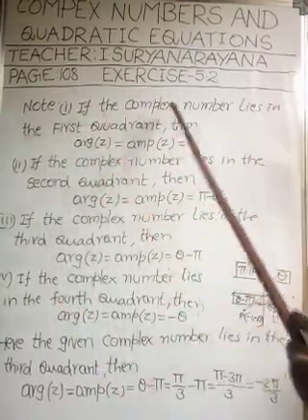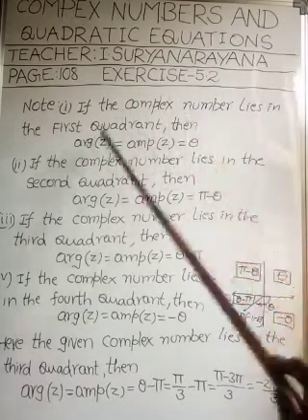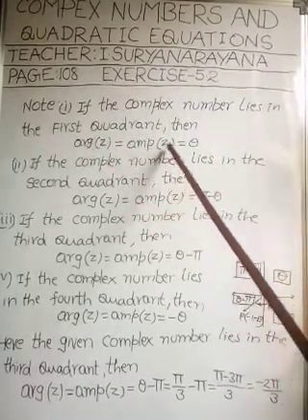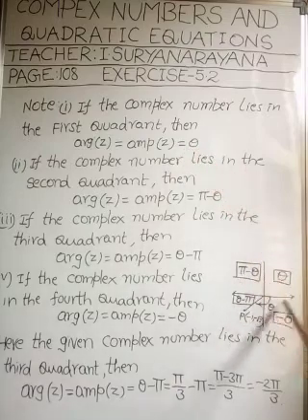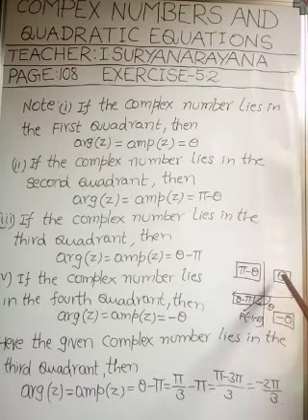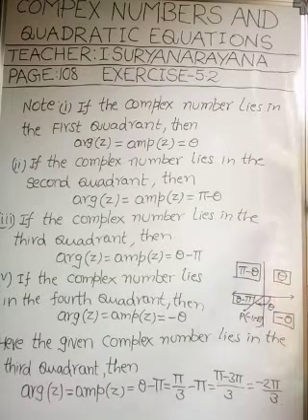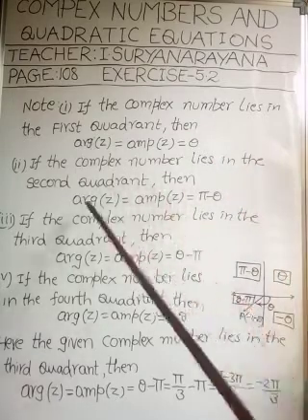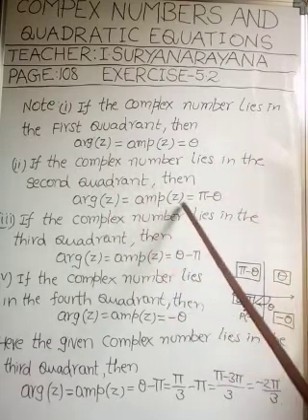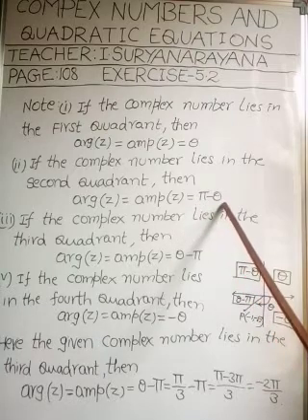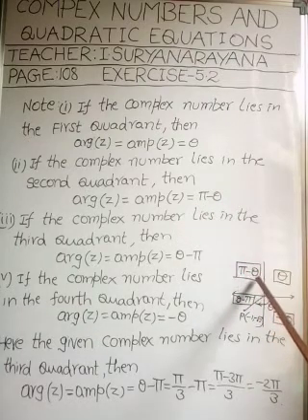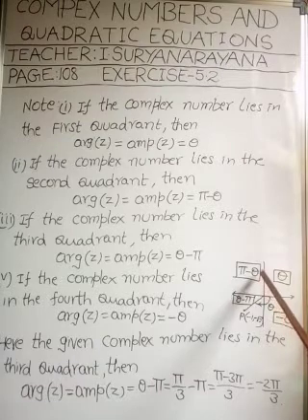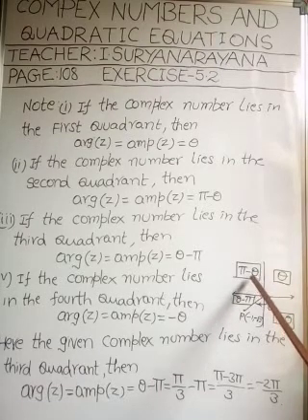First point, if the complex number lies in the first quadrant, then the argument of z, equal to the amplitude of z, is equal to theta. I have shown it diagrammatically here. The complex number lies in the first quadrant, then the argument of that complex number is theta only. Okay, my children. Second point, if the complex number lies in the second quadrant, then the argument of z, that is equal to the amplitude of z, is equal to pi minus theta. Here I wrote pi minus theta. This is the argument of z or amplitude of z. Understood this point, my children?